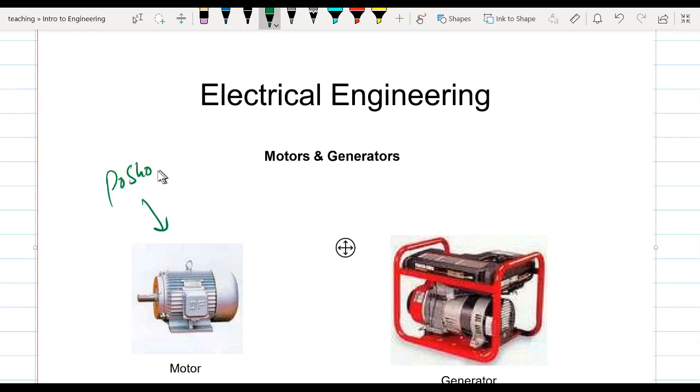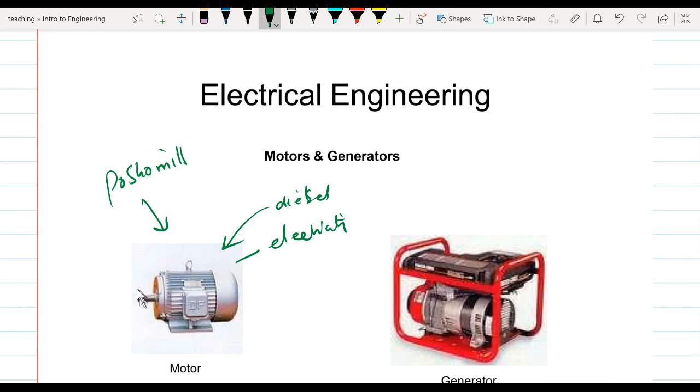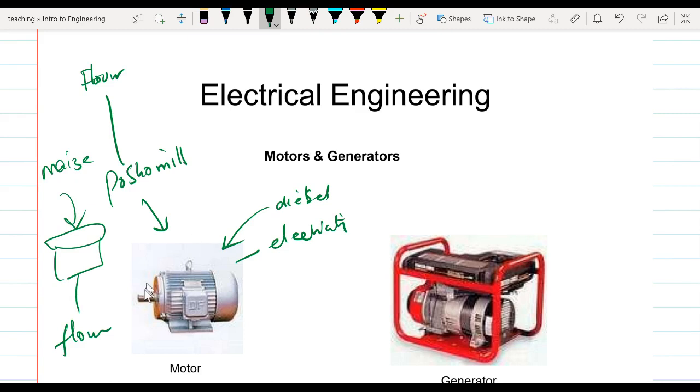A posho mill has a motor that rotates, probably powered by diesel or electricity. It is connected to a grinding machine, where you put maize, and the posho mill grinds the maize into flour. So it is turned by a motor, and the design of that motor is the work of an engineer.